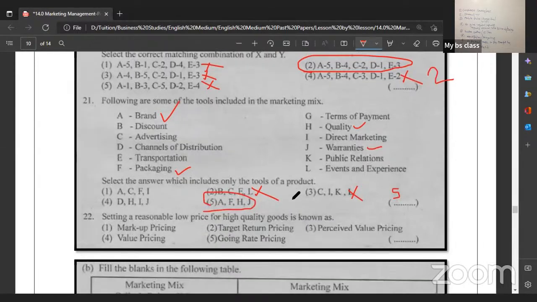Question number 22, setting a reasonably low price for a high quality product. What do you think of the strategy?